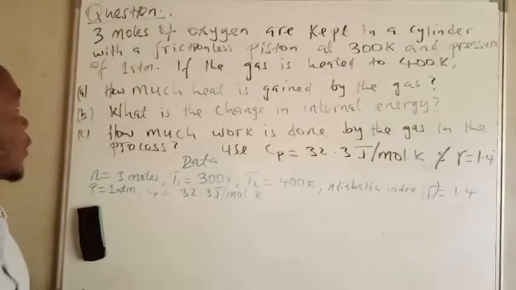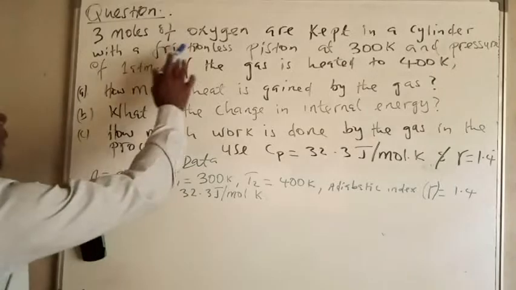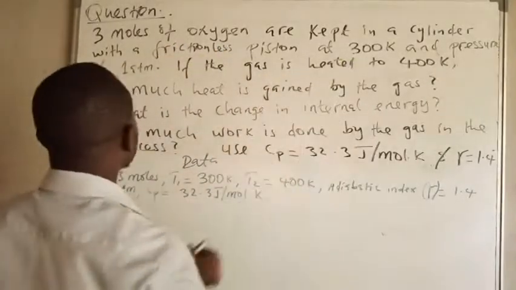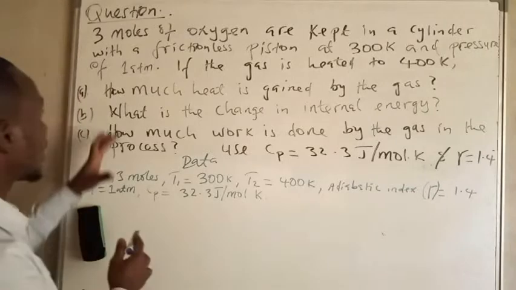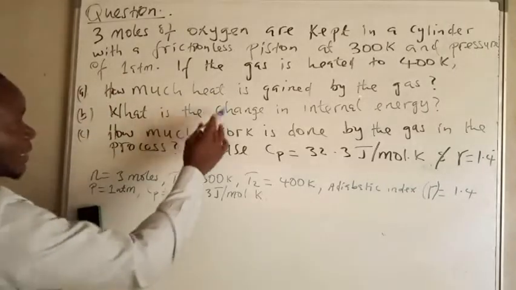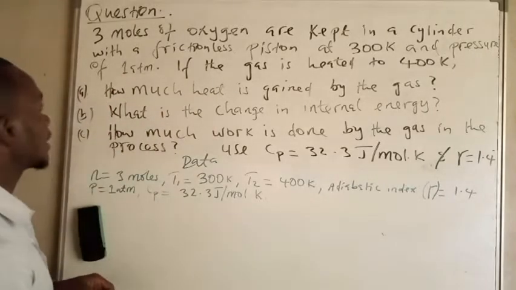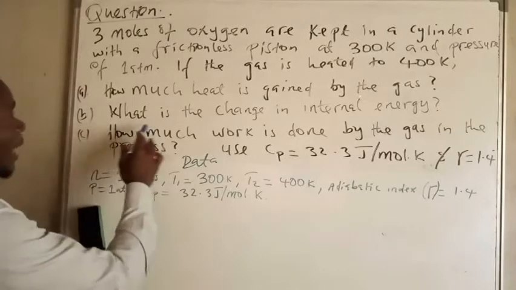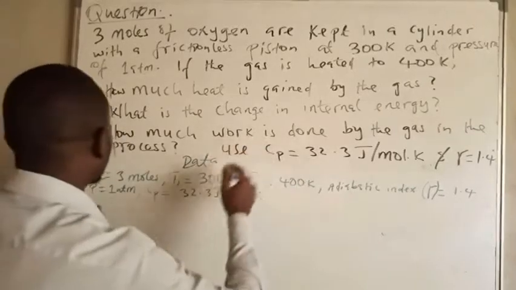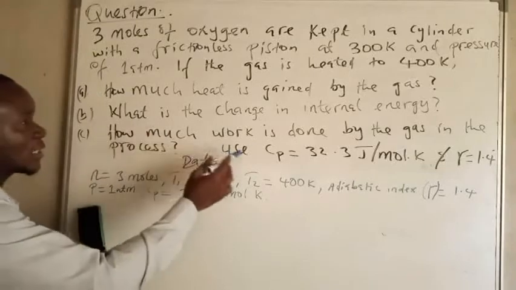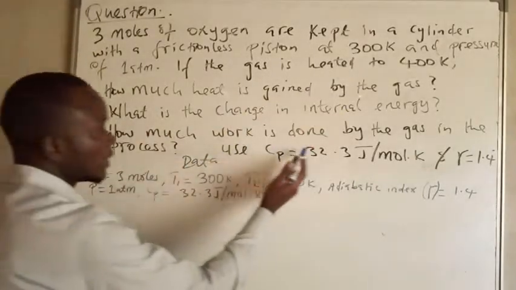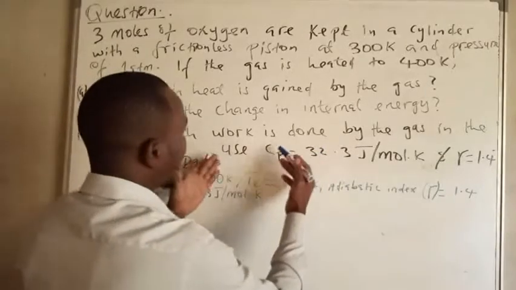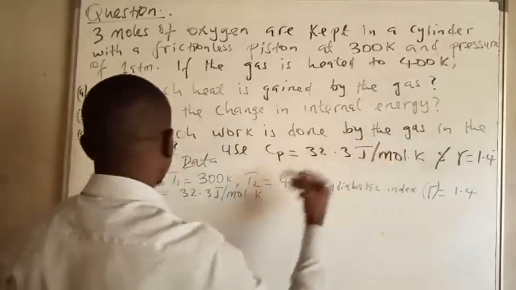So, the question that we've been given is: 3 moles of oxygen are kept in a cylinder with a frictionless piston at 300 kelvins and a pressure of 1 atmosphere. If this gas is heated to 400 kelvins, how much heat is gained by the gas? That is part A. Part B, what is the change in internal energy? And part C, how much work is done by the gas in the process?